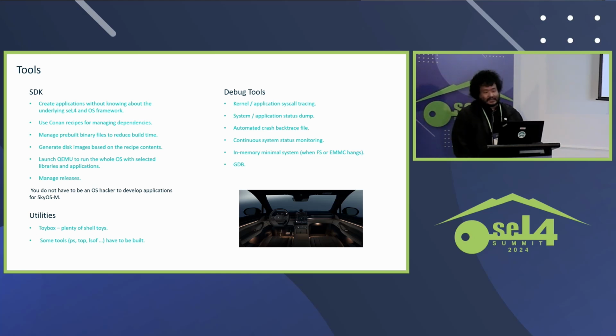That helps application developers a lot because they don't need to know how to build the OS, how to put all the required components together. And it helps system integrators a lot too, because once you have the right recipe for all the applications you want to use for one car model, you can use that recipe to directly generate the final image and run it on QEMU or hardware.